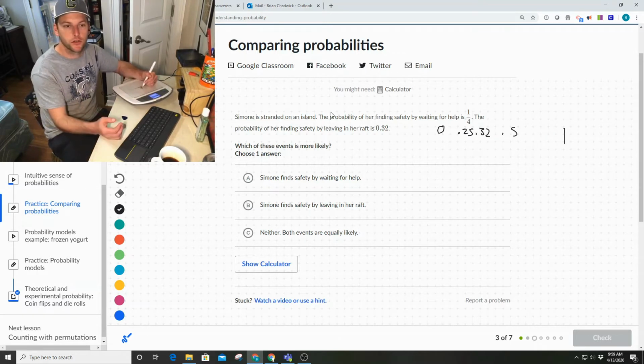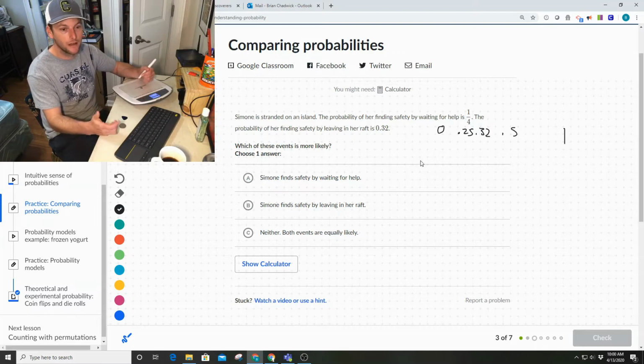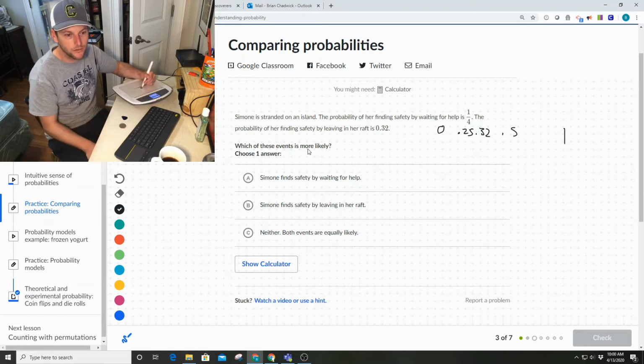First of all, let's just make sure here. You're stranded. Yeah, that's never good. Her chance of finding help if she stays on the island is 25%, which is pretty low. If she leaves, it's only a little bit better, but it's still less likely. Is it more likely than staying? Yes. All right. Is it still a good choice? Probably not. So which of these answers is more likely?